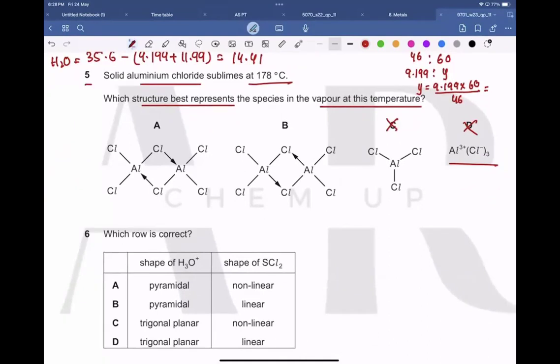So C cannot be an answer. If you see B, here the direction of the dative bond is wrong. So B is also not an answer. So we are left with only A. So A is the correct answer. No, because whenever it forms a covalent compound here, it's electron deficient, so it doesn't stay as a monomer. It turns into its dimer, two units, where it forms a dative bond to complete the octet of aluminium as well. Okay, Anshara?